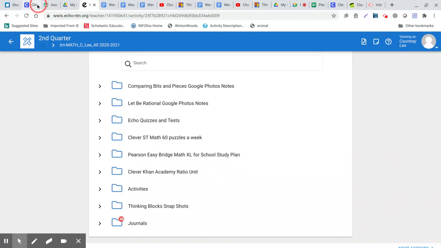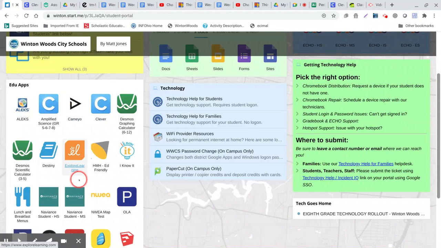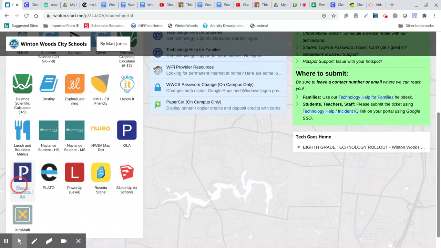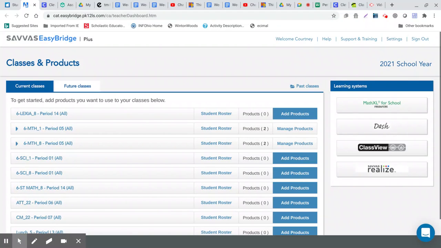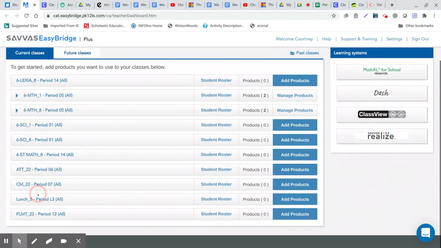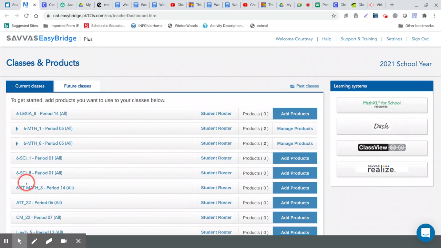So you would go to Clever. I'm sorry, not Clever, Student Portal, and you would click where it says Pearson EasyBridge. This is literally the middleman of how to get to all your books of all your subjects. So we don't have a science book, but if we did, it would be there. I did not upload your reading book, but maybe Mr. Seymour did. I'm not sure.